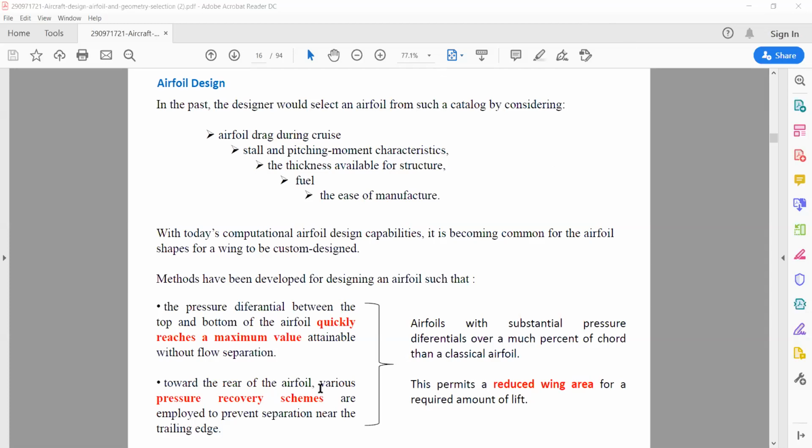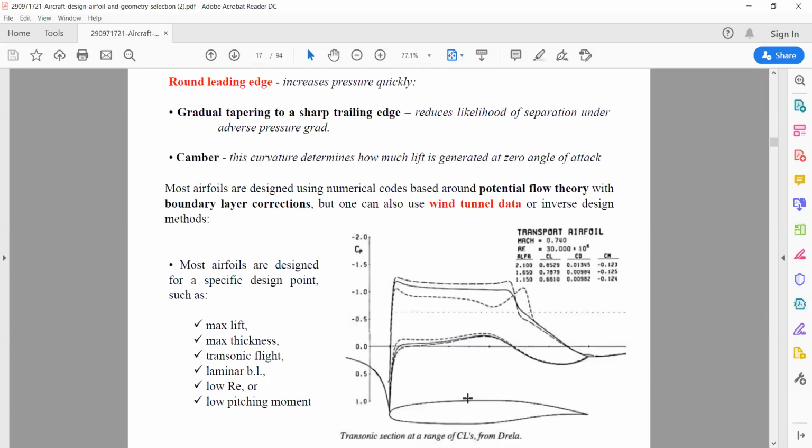So towards the rear of the airfoil, various pressure recovery schemes are employed to prevent separation near the trailing edge. This permits a reduced wing area for a required amount of lift. So in this, what happens, you can see here.